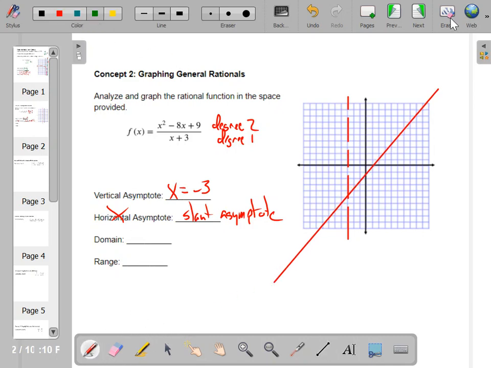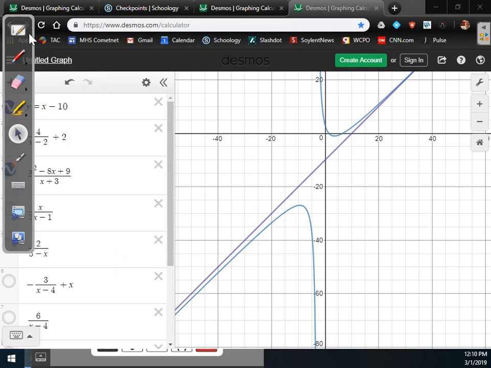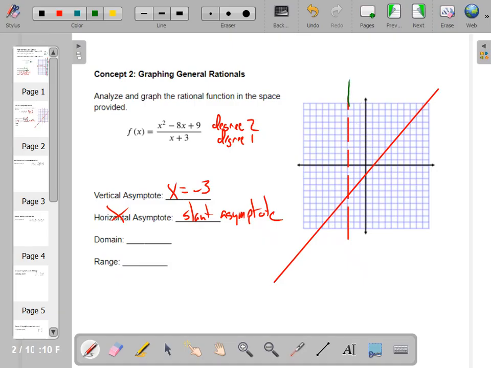So when I draw it, I just need to know sort of where it is. It's going to follow this vertical asymptote and then go to the slant. And down here, it does the same thing. It follows along the slant, and then it goes down to the vertical asymptote. So it looks something like that.